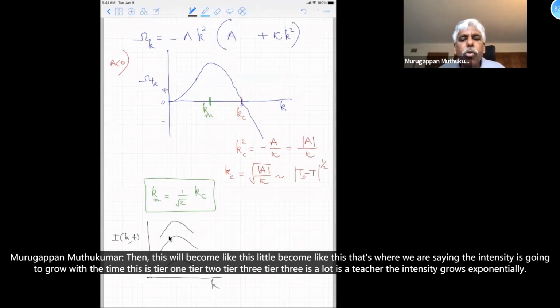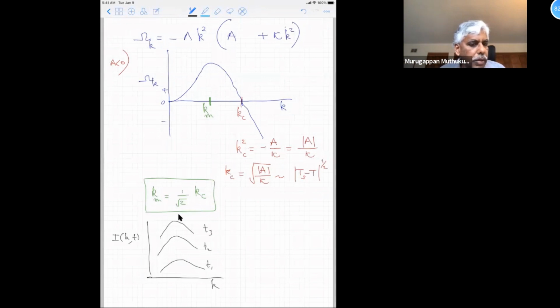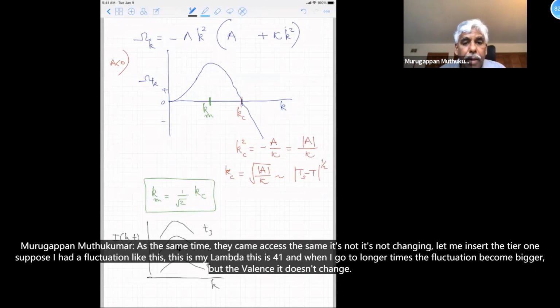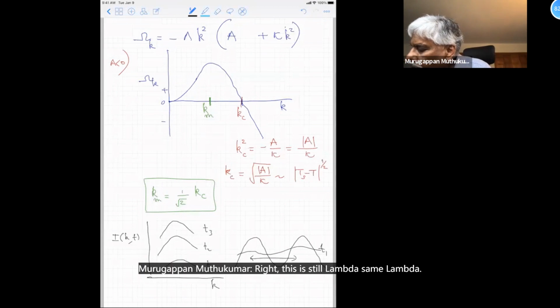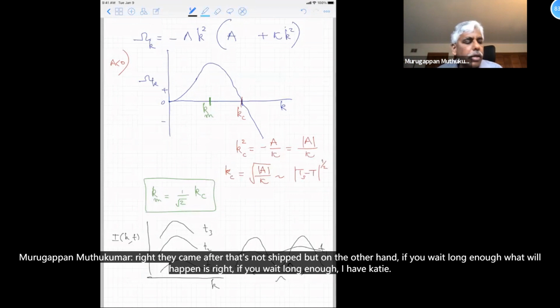The intensity is going to grow with time. This is T1, T2, T3. T3 is larger than T2. The intensity grows exponentially. At the same time, K max is the same. It's not changing. That means at T1, suppose I had a fluctuation like this. This is my lambda, for T1. When I go to longer times, the fluctuations become bigger, but the wavelength doesn't change. This is still the same lambda. The K max does not shift.